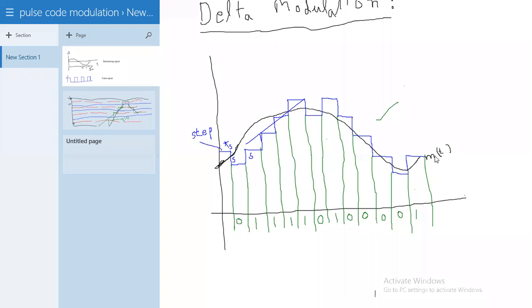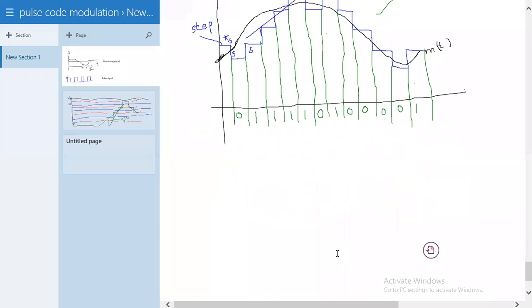Okay. So before going to discuss the transmitter and receiver block diagrams, delta modulation also has some drawbacks. Next class onwards, I will discuss the transmitter block diagram and receiver block diagram. Before that, there are some drawbacks in delta modulation. The two drawbacks are slope overload distortion, please note down, that is one drawback.